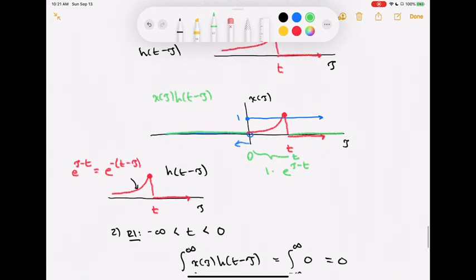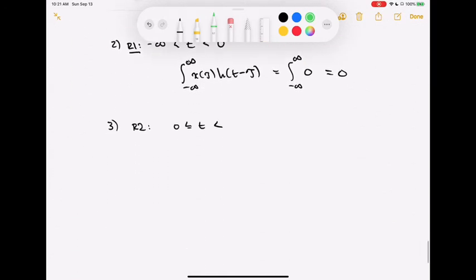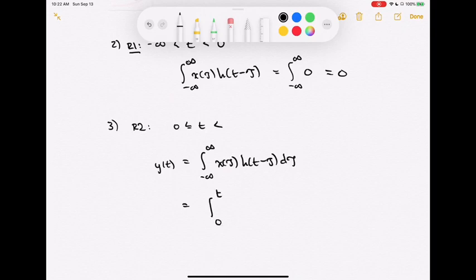So now I'm ready for the second part. For this second part, I know that I'm looking for output y of t. It's the integral from minus infinity to infinity of x of tau h of t minus tau d tau. But that product is non-zero only from tau equaling 0 to t. And on that interval, x is 1 and h is e to the minus tau minus t. And I need to do this d tau, right?